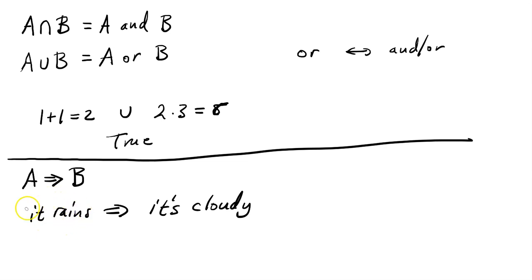So logically, this means if it's raining, then it must be cloudy, because it doesn't rain from a clear sky. But the opposite is not true. We cannot change the arrow here. It's cloudy does not imply that it rains. It can be cloudy but still not raining. So it rains implies it's cloudy, but it's cloudy does not imply it rains. So this means a logical implication. It's not like a causal or something, it's a logical implication.